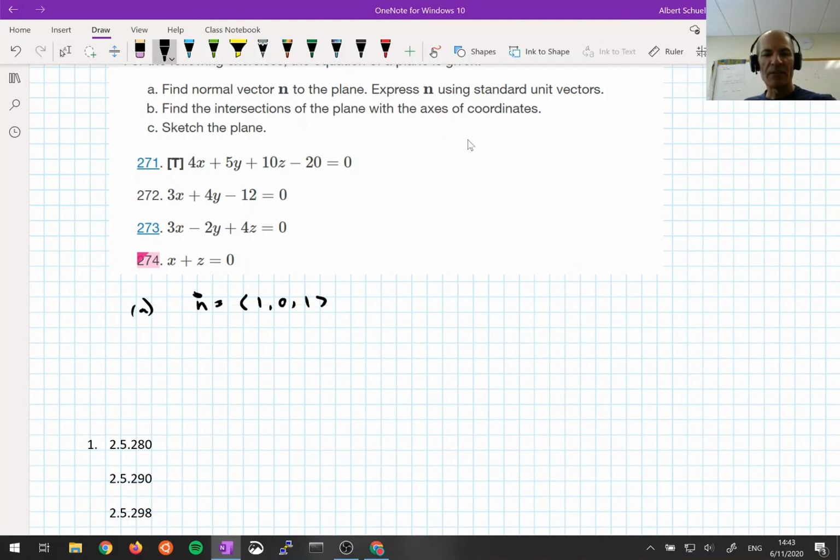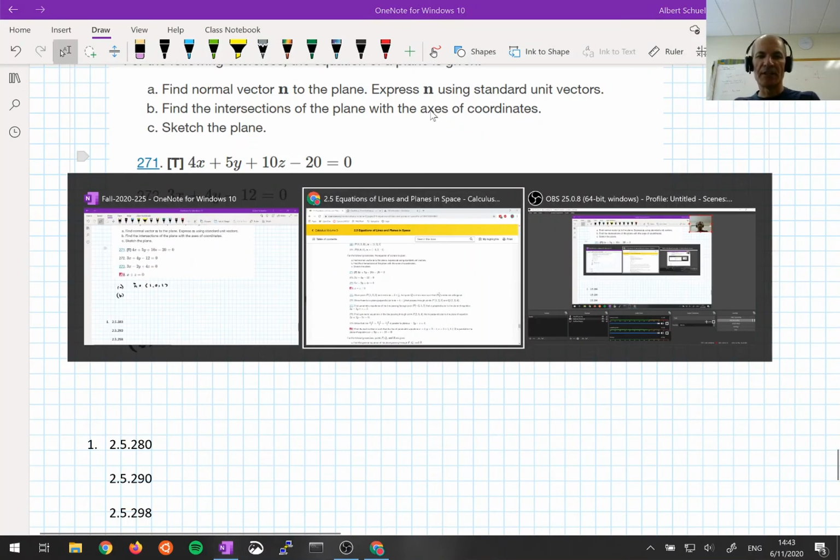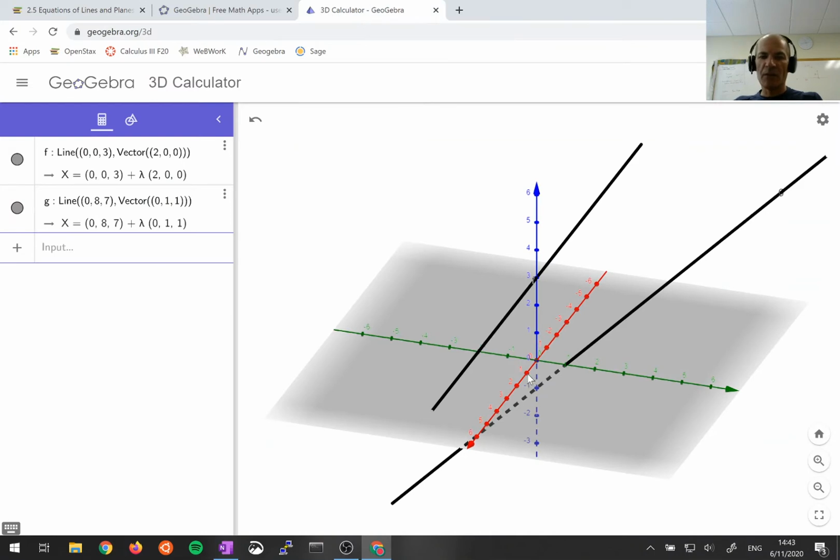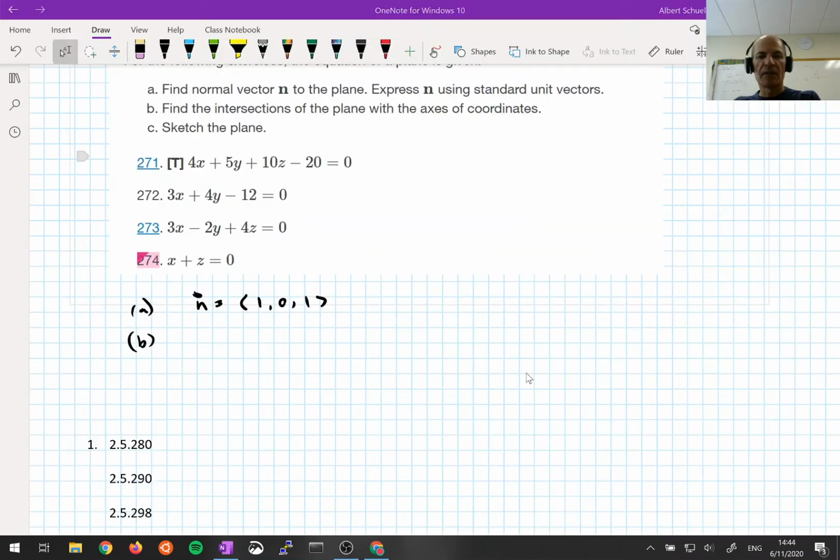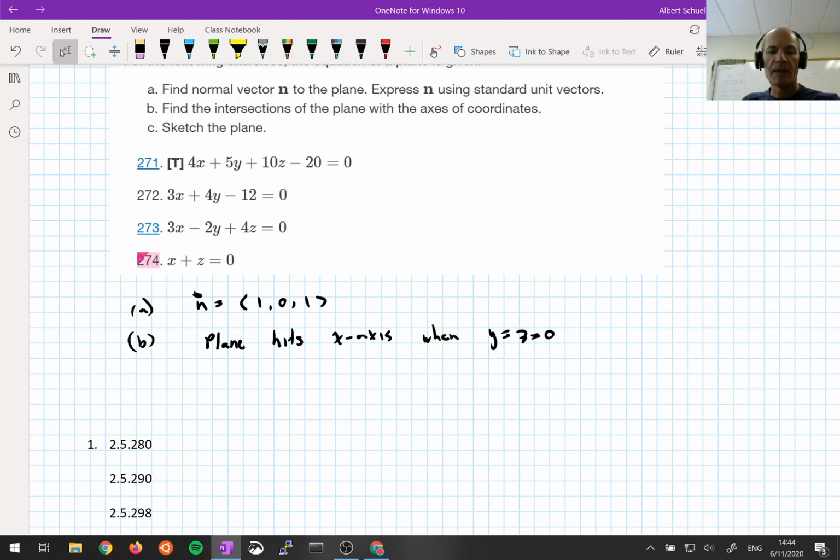So what does that mean? If I'm going to hit the coordinate axes, what's true? I'll go back to this GeoGebra sketch here. If I'm on a coordinate axis, what's true here on the x-axis is that both y and z are 0. So I can figure out where the plane hits the x-axis when y equals z equals 0. There's no y variable in here, but setting z equal to 0 tells me that x is equal to 0, and that's the intersection between the plane and the x-axis.